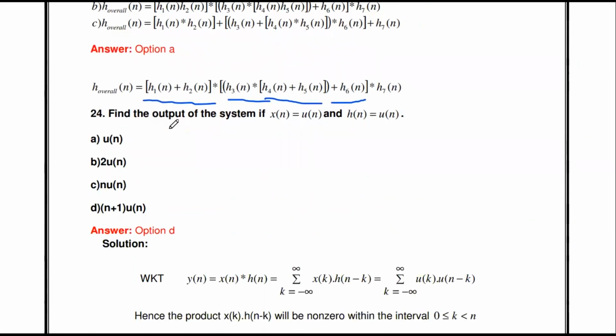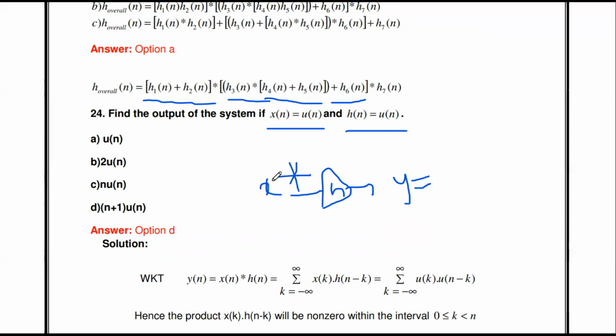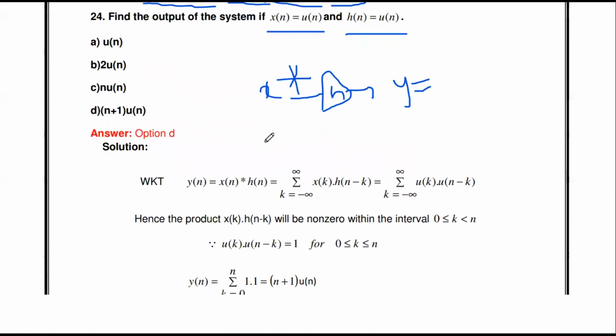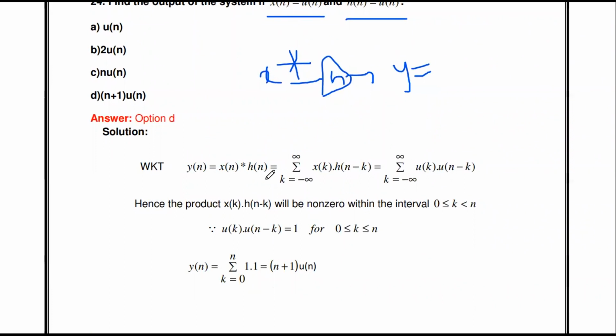Then the next question: find the output of the system if the input x of n is equal to u of n and h of n is equal to u of n. For one system, the input is given, the impulse response is given, and we have to find the output. What is the relation between input, impulse response and output? The output y is nothing but the convolution of x and h. So y of n equals x of n convolution with h of n.